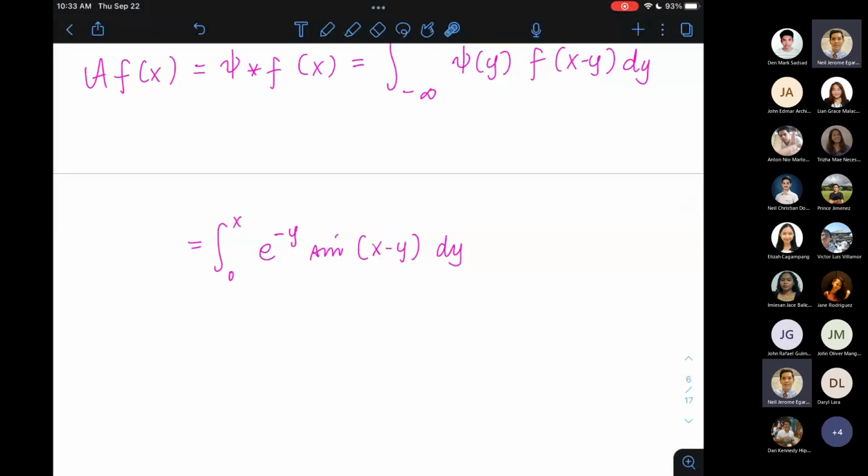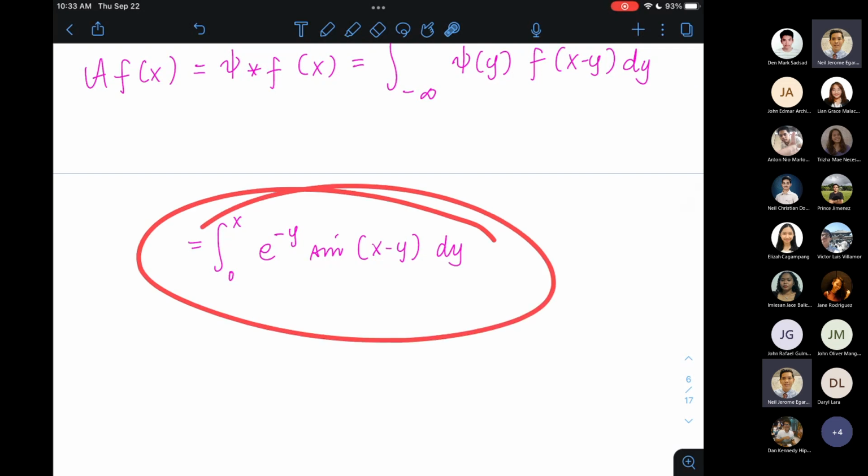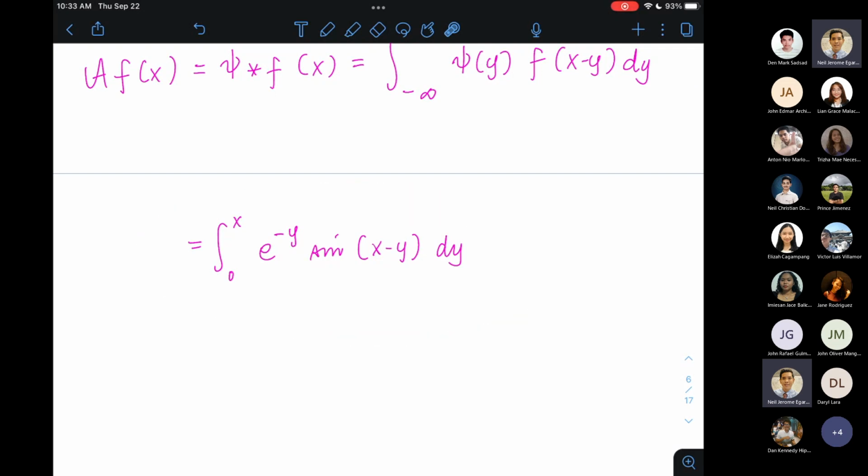Okay? Ngayon ang problema, paano natin to evaluate? Can anyone remember how do we evaluate this integral? Ano yung technique na gagamitin ko para ma-integrate to?